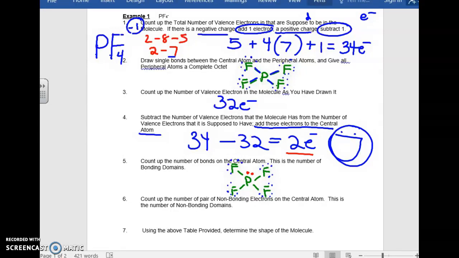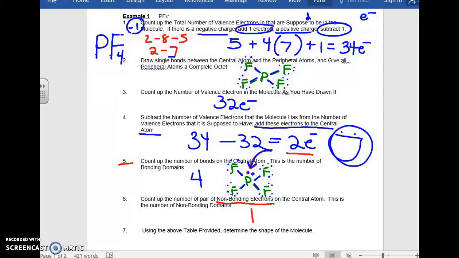Now it says count up the total number of pairs of non-bonding electrons. Remember that at the beginning, I said the non-bonding electrons were these pairs on the outside. They're not forming bonds. So if you notice, and I'm sorry, I should also say this, the non-bonding electrons are only counted on the central atom. I just have 1 pair of non-bonding electrons. I skipped this, 5. I'm supposed to count up the total number of bonds on the central atom. We'll take a look. I have a total of 1, 2, 3, 4. So I have 4 bonding domains. And as I said, I have this one sole pair of non-bonding electrons.